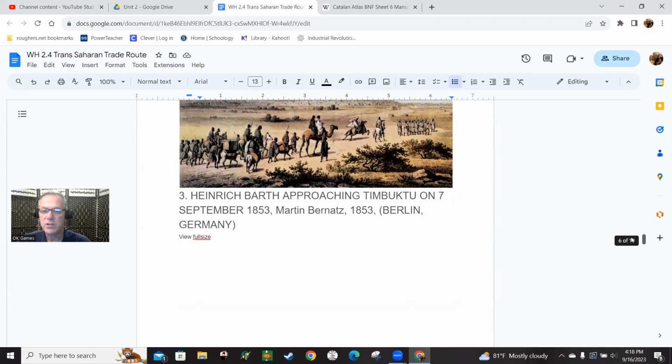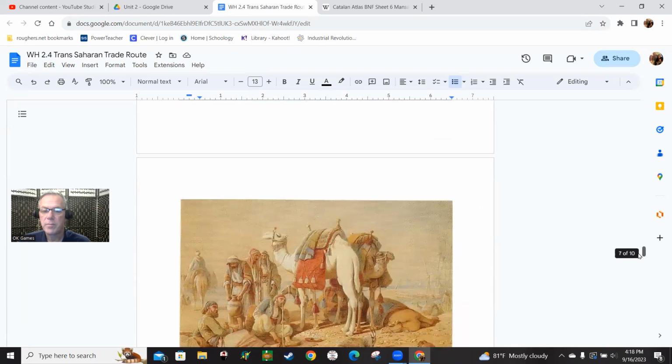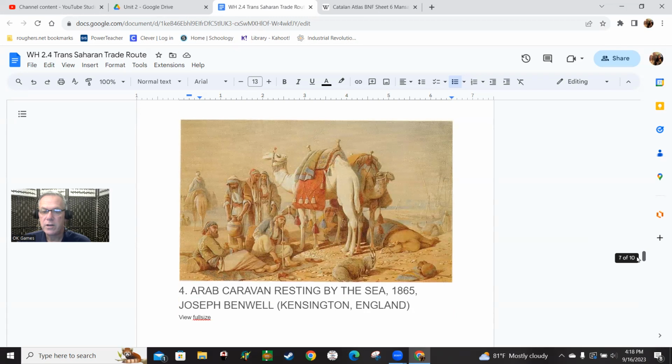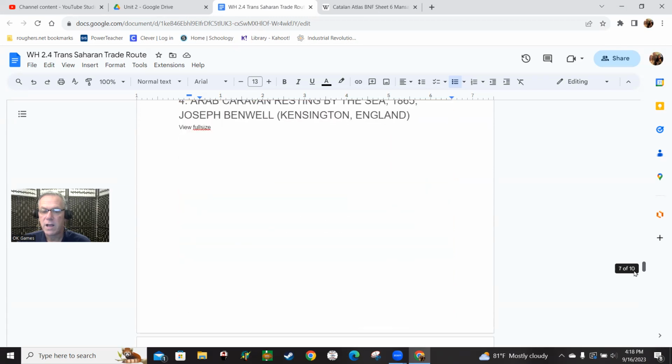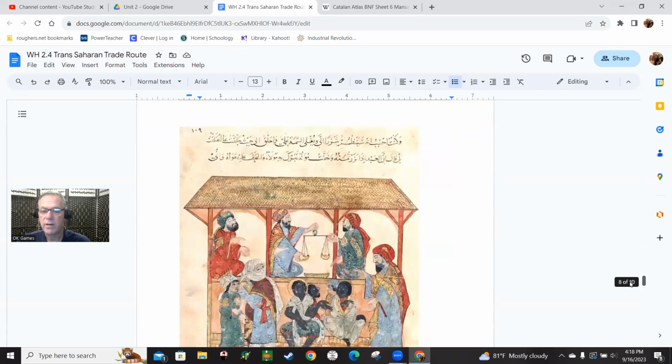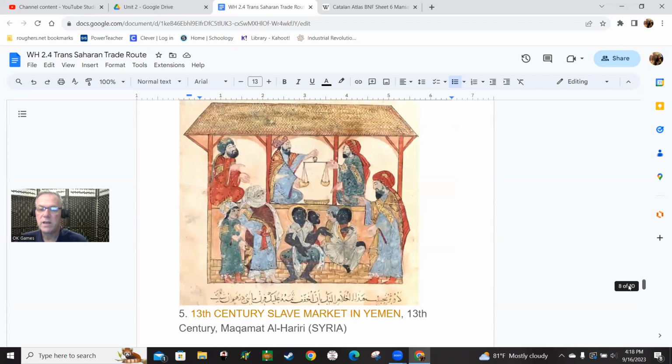It didn't change much in look, although you can see this is a later one because it has soldiers with muskets or rifles. Another good picture, you get a good idea of what it might look like at a rest stop along this trade route. And here you have a slave market.